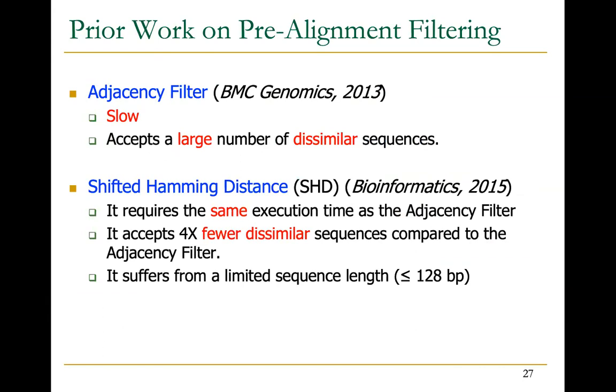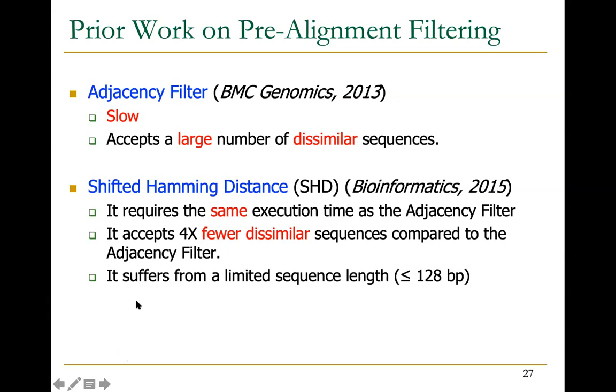We do the comparison with adjacency filtering and shifted Hamming distance, the original algorithm. Adjacency filtering is slow, but accepts a large number of dissimilar sequences. So both of them are disadvantages for the algorithm since they do false accepts, and it's also slow when you do the comparison. And shifted Hamming distance is the original algorithm. They don't apply Hamming distance in the beginning, for example. So they lose some of the computation, and they lose some of the benefits. That's why they accept more pairs as false positives or false accepts.